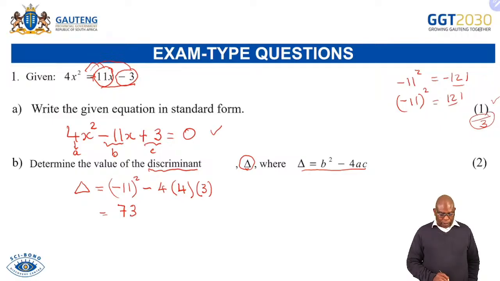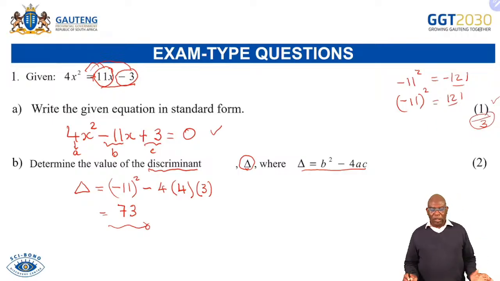Now, that is all. We are not discussing any roots. We're not discussing any nature of the roots. We are just getting the discriminant. So the 2 marks is for the substitution and the answer.